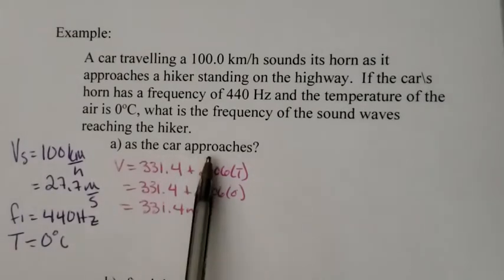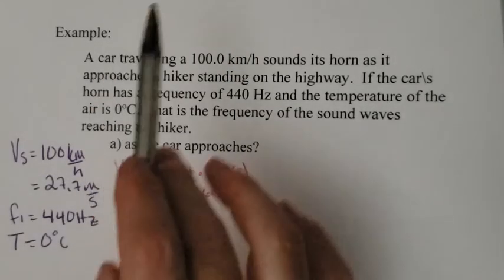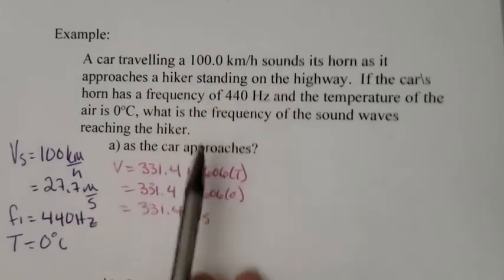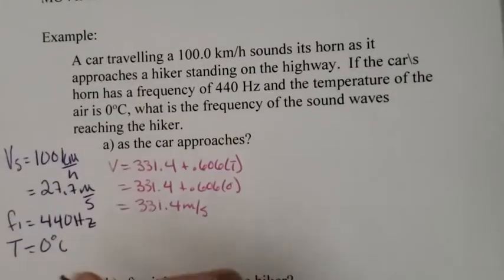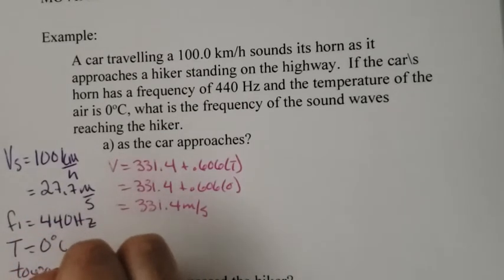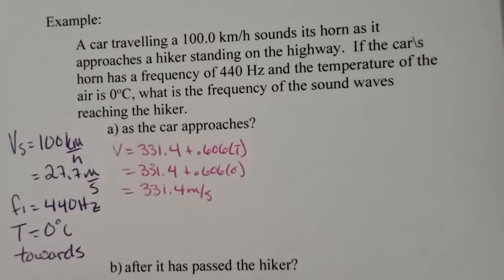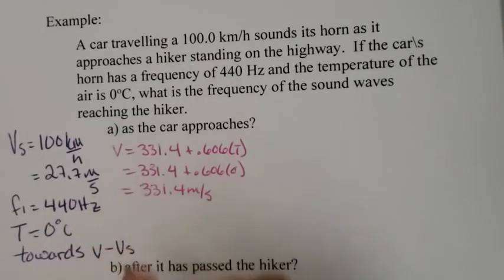And then it asks, what is the frequency of the sound reaching the hiker? So as the car approaches, that means it's coming towards you. We're going to use the minus sign. So I'm going to say towards, and I know that means I'm going to be using the V minus Vs.